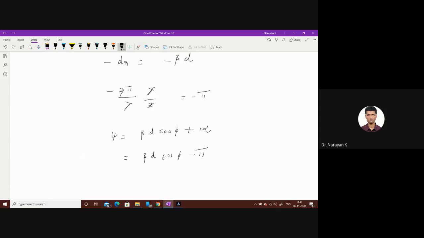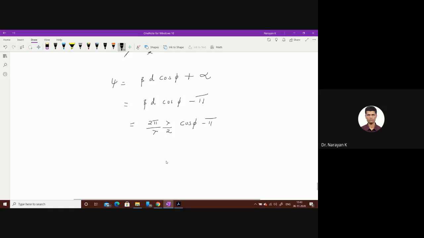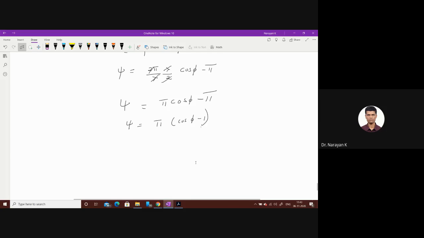Now let us calculate this. So beta is equal to 2 pi by lambda, d is equal to lambda by 2, cos phi minus pi. This is your entire angle psi. Okay. So your lambda will get cancelled, 2 will get cancelled. So you will get pi cos phi minus pi. So your psi will be equal to pi times cos of phi minus 1. Okay.